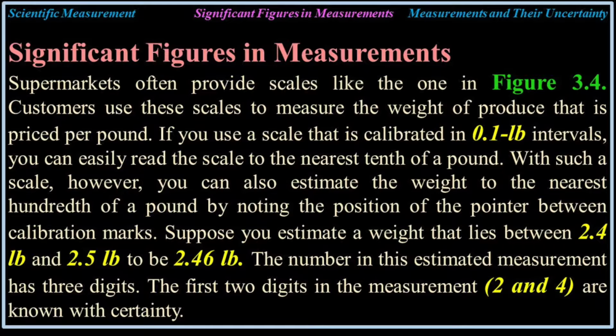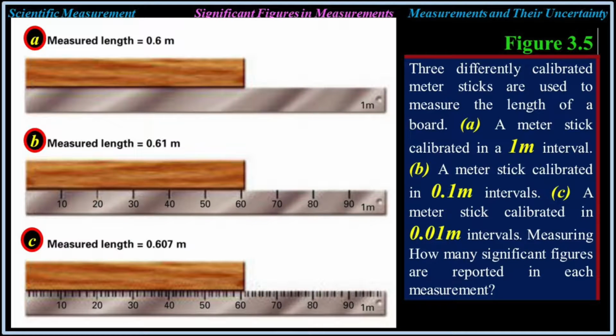With such a scale, however, you can also estimate the weight to the nearest hundredth of a pound by noting the position of the pointer between the calibration marks. Suppose you estimate a weight that lies between 2.4 pounds and 2.5 pounds to be 2.46 pounds. The number in the estimated measurement has three significant figures. The first two digits in the measurements, 2 and 4, are known with certainty.